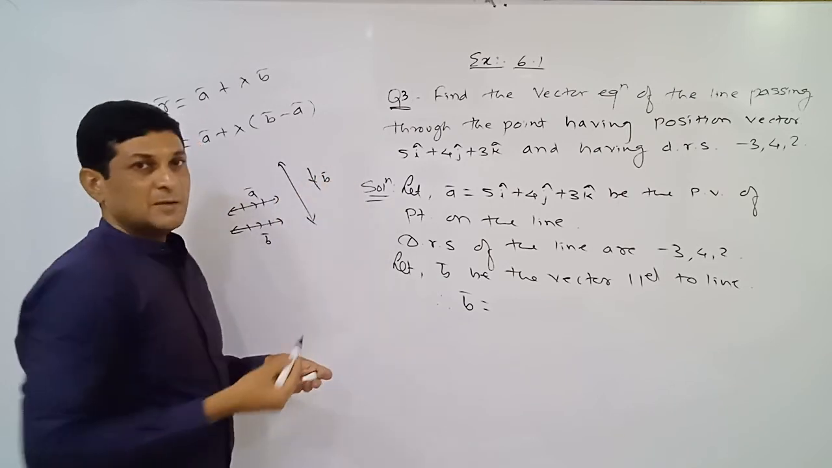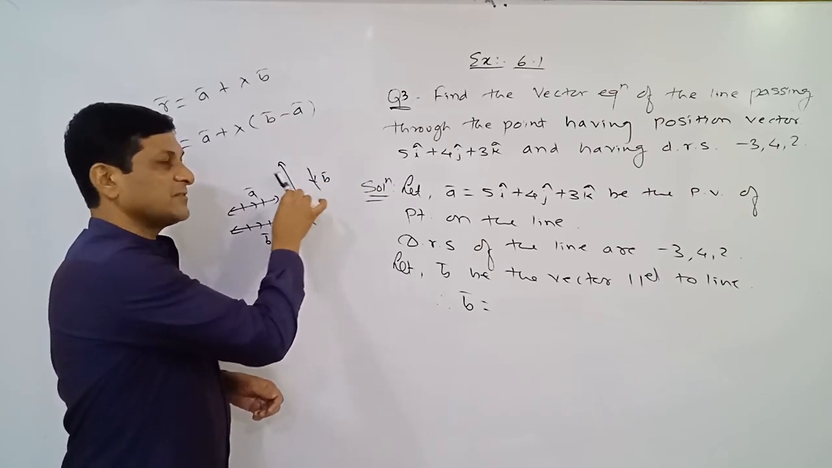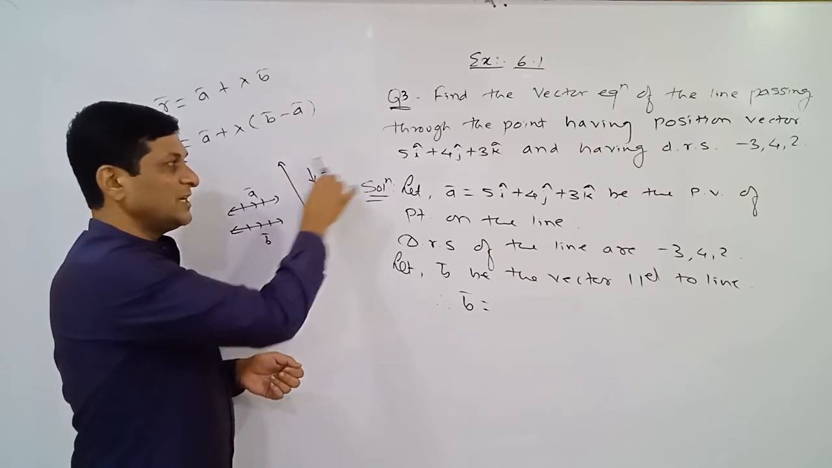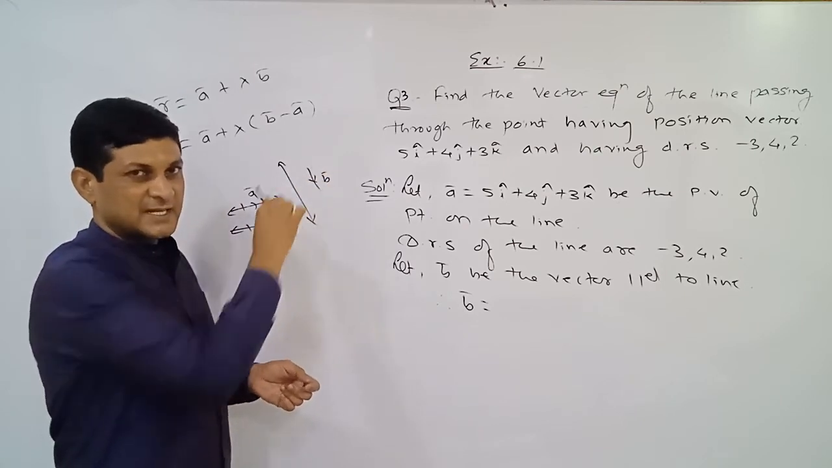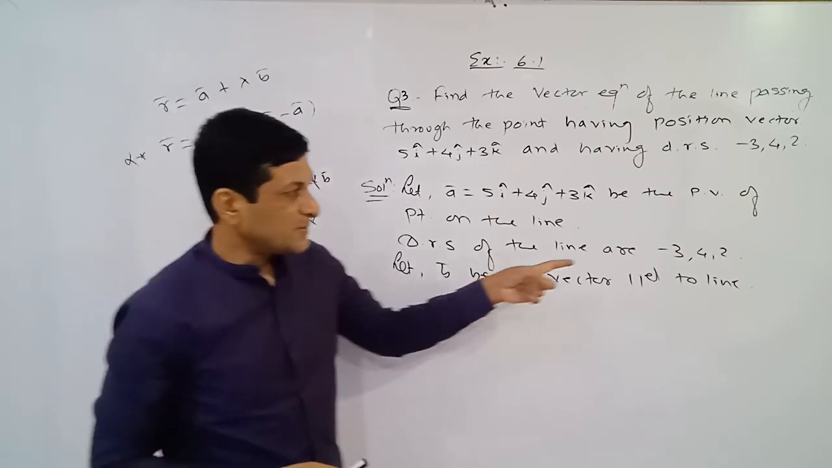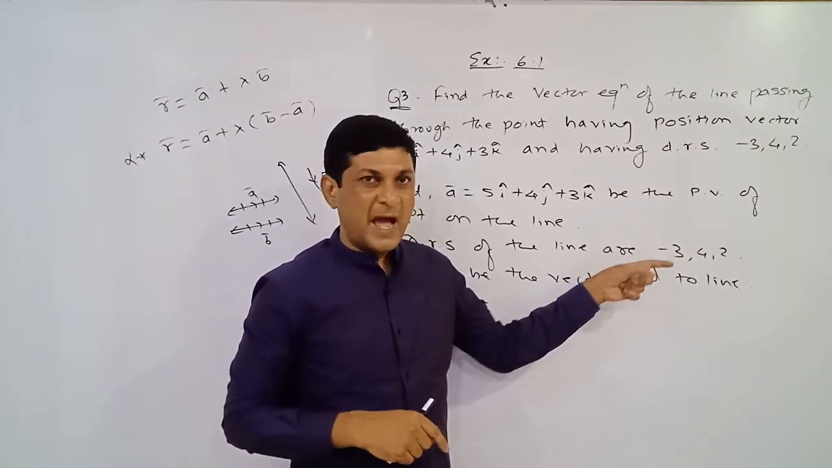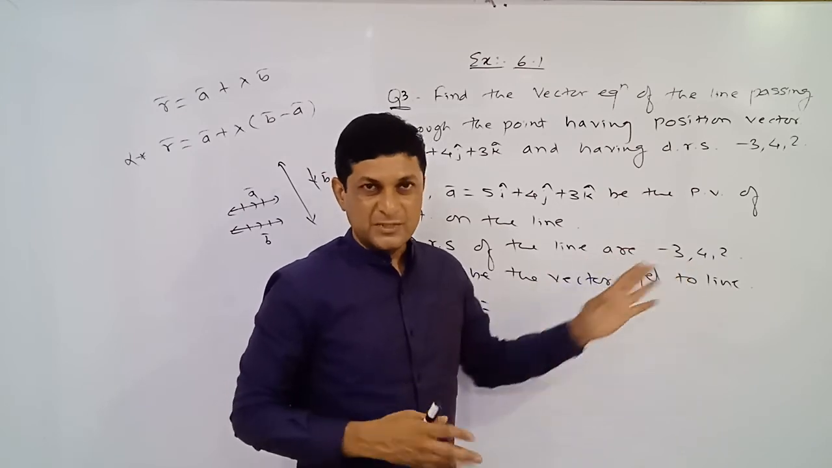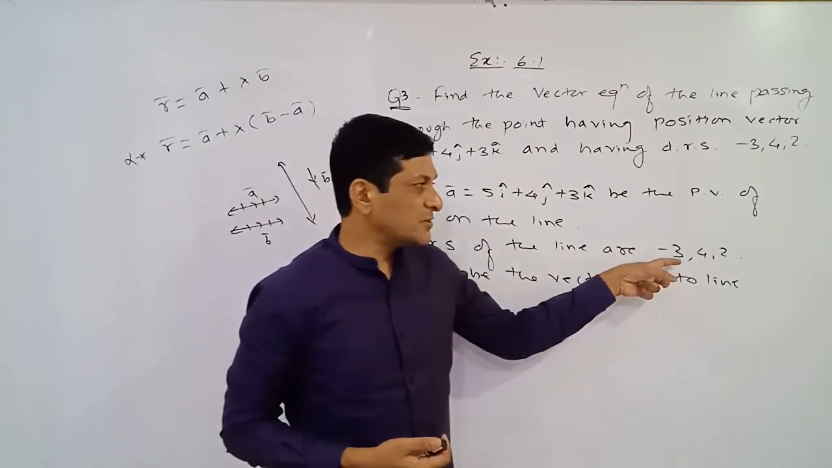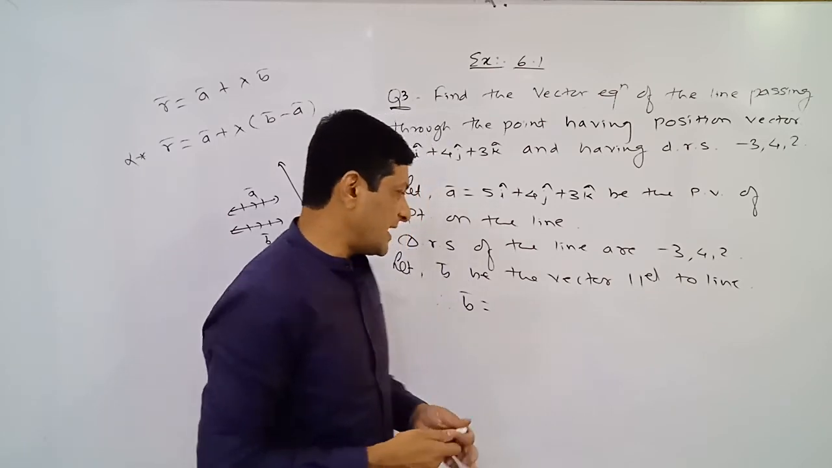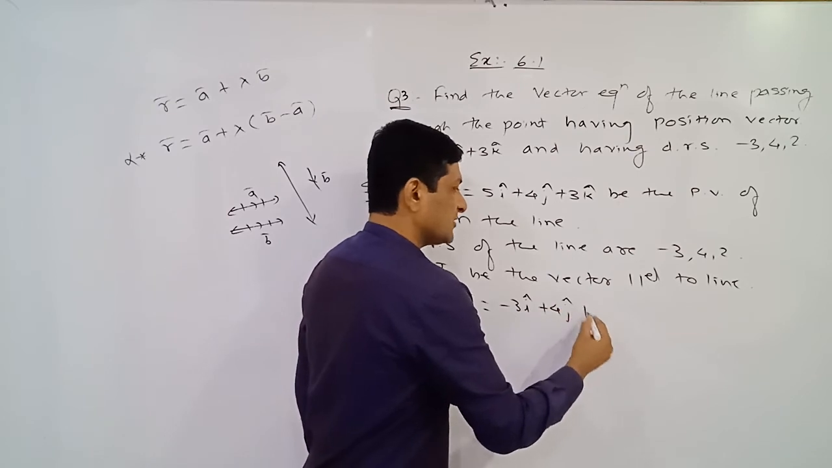So here b bar is nothing but a vector parallel to the line. But we are studying free vectors. If b bar is a vector parallel to the line, in other words we can say that b bar is a vector along the line, because this is a free vector, which can be moved anywhere without changing magnitude and direction. So the direction ratios of the line are known to us, which means the direction ratios of all vectors parallel to this line are also the same. When the direction ratios are known, we can define the vector along the line as b bar is equal to minus 3i cap plus 4j cap plus 2k cap.